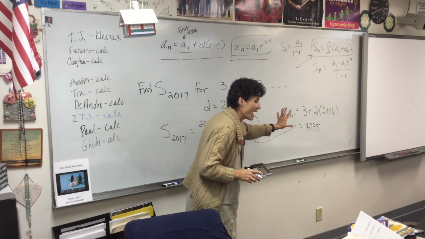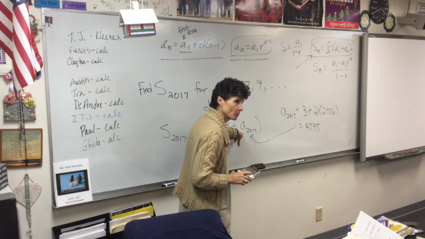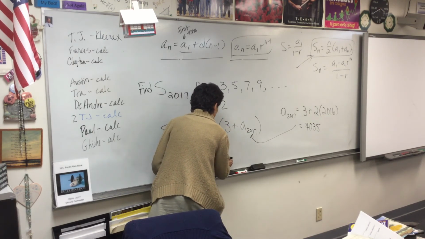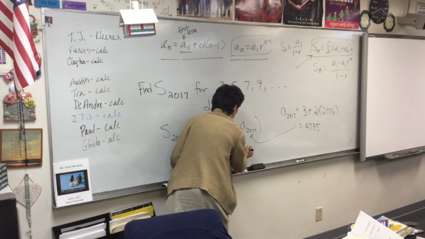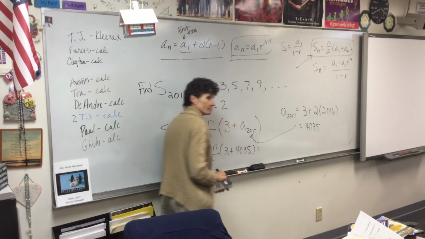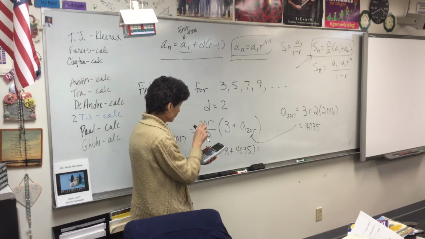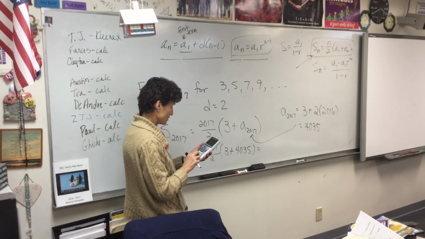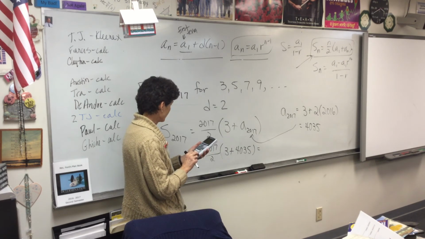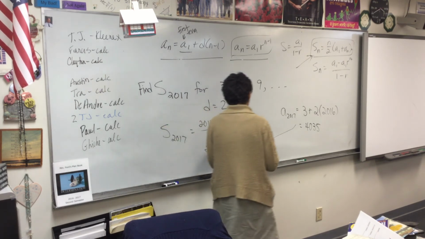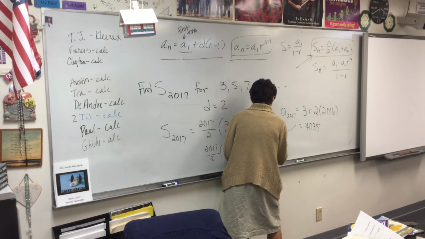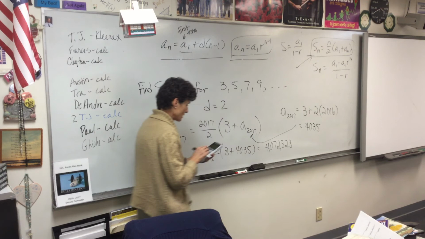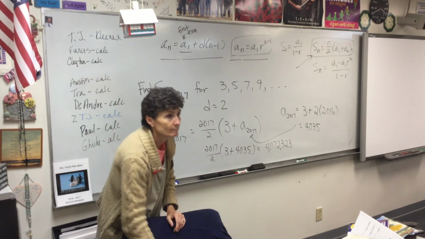So I had to do that right there so that I had a number to put into my formula. So I have 2017 over 2, 3 plus 4035. So I'll take 4035 plus 3, and then multiply it by 2017 divided by 2. Oh my. So it's 4,072,323.